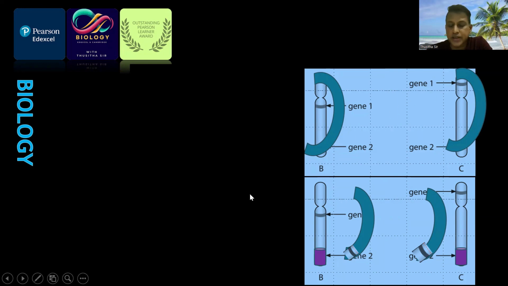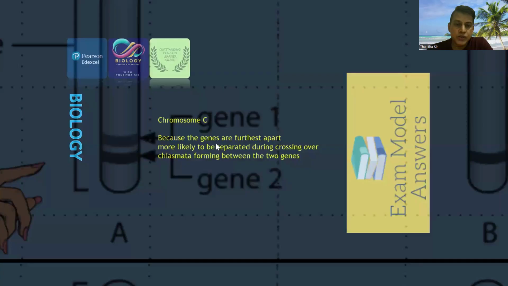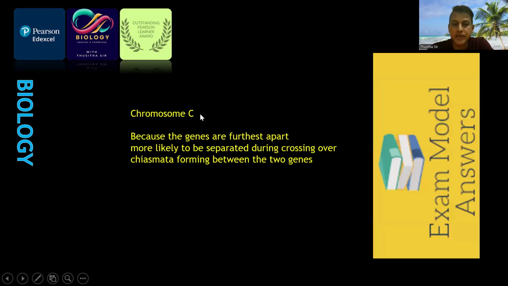When they are very close to each other, even during crossing over they still inherit together. So the answer for this question, A, B and C: the weakest linkage we can find in C, and the strongest linkage we can find in A. So I write the answer: chromosome C has the weakest linkage, because the genes are furthest apart, so more likely to be separated during crossing over. Chiasmata form between the two genes, and they separate, so chromosome C has the weakest linkage.